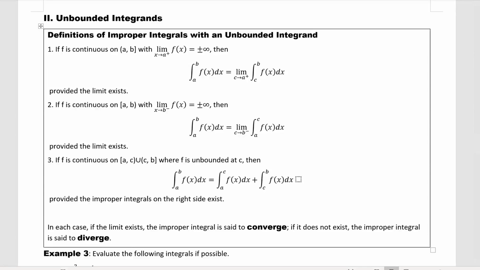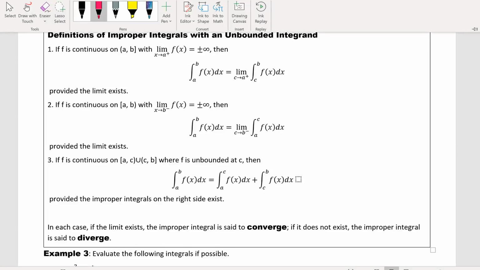So last time we talked about infinite intervals. That is the case when x goes to infinity. So today we're going to talk about another case for unbounded integrand, where the y goes to infinity. So first let's look at the definitions of the improper integrals with an unbounded integrand.